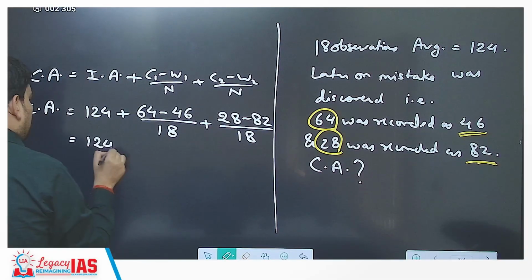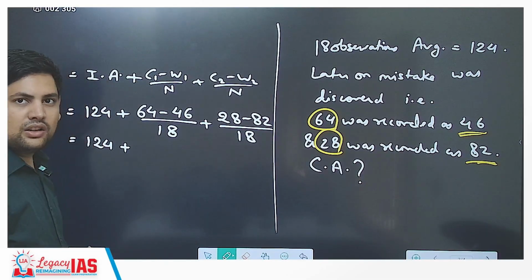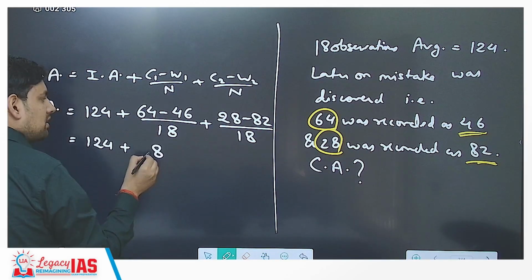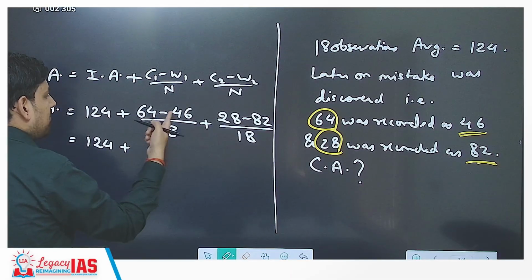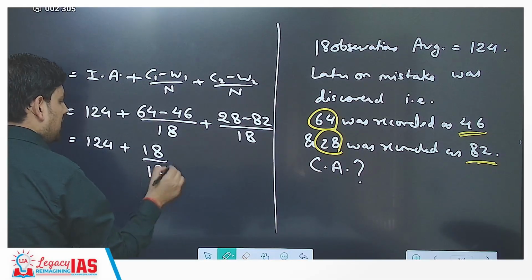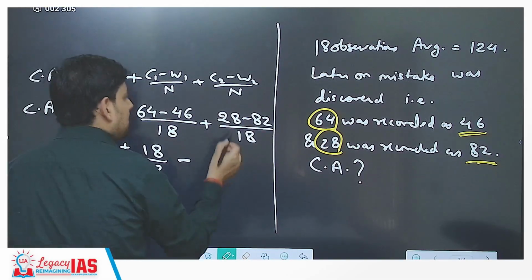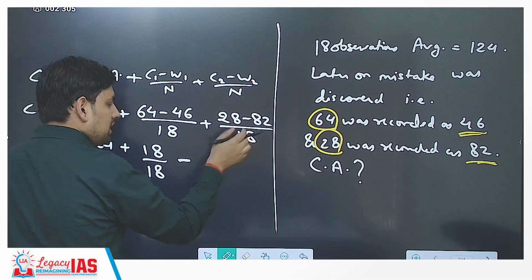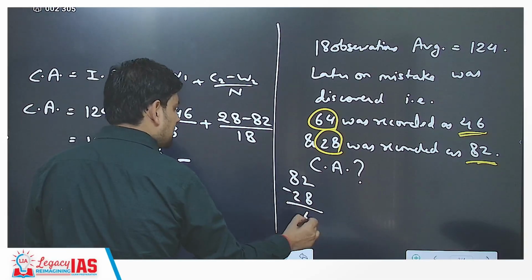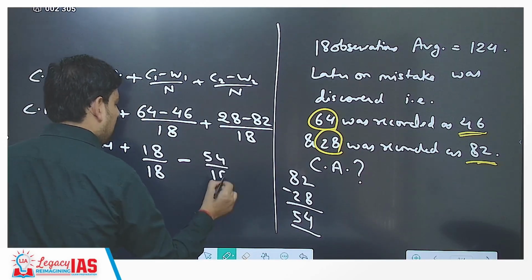So what you get? 124 plus 64 minus 46 will be equal to what? Can you see? This will be 14 minus 6, that is 8, and 5 minus 4 is 1. So this becomes 18 by 18 in positive sense. Now this will come in negative. Can you see 28 minus 82? This will be 28 minus 82. 82 minus 28 will be what? 12 minus 8, that is 4, and 7 minus 2 is 5. So this will come out to be 54 by 18.